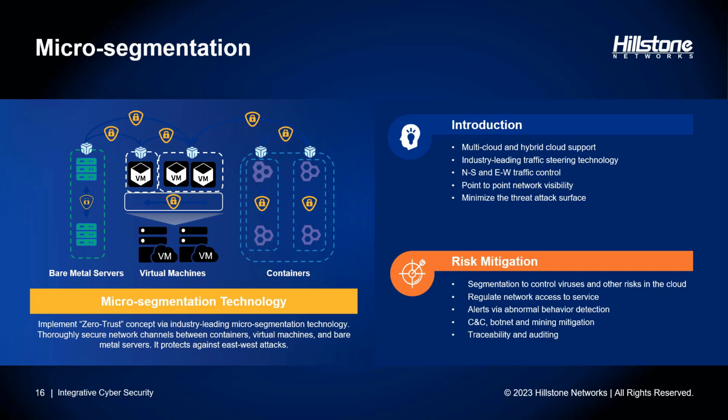Effectively, the extensive micro-segmentation allows users to segment in the cloud, which keeps viruses under control and reduces other risks in the cloud. It helps regulate network access while providing an auditability of sorts where access and routes can be traced back to their origins. Additionally, alerts can be generated by abnormal behavior detection, and command and control and botnets can be mitigated.